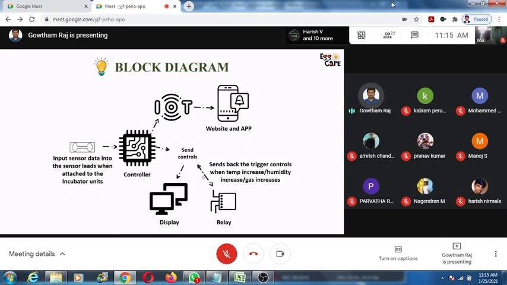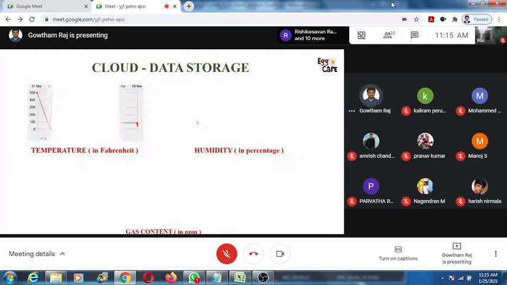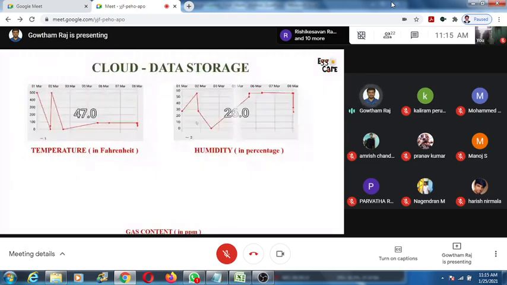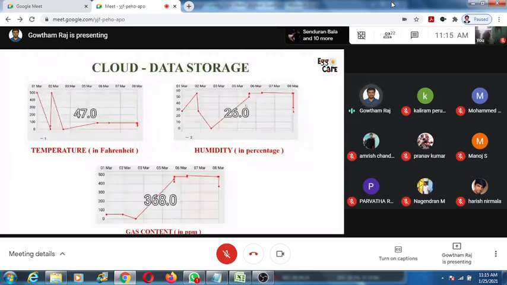And the data are deployed in the cloud for future reference, and it can be easily visualized through the website and mobile applications. So this is one of the model graphs, where the temperature is plotted in Fahrenheit, humidity is plotted in percentage, and the gas content is plotted in ppm. Normally the gas content should not exceed 450 to 480 ppm. If it goes beyond that, it leads to infertile chick production.